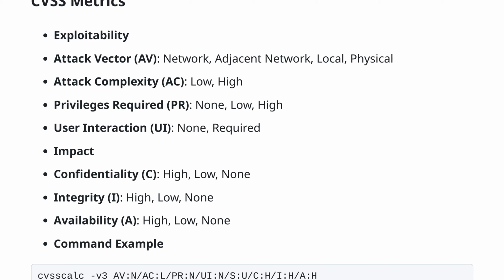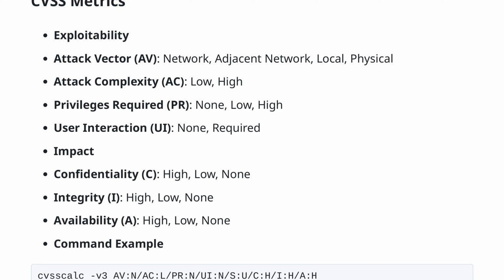Next, we have the impact metrics. 1. Confidentiality (C). This measures the potential loss of data privacy and is classified as high, low, or none. 2. Integrity (I). This assesses the degree to which data can be modified, with categories of high, low, or none. 3. Availability (A). This evaluates the potential disruption to service availability, again classified as high, low, or none.